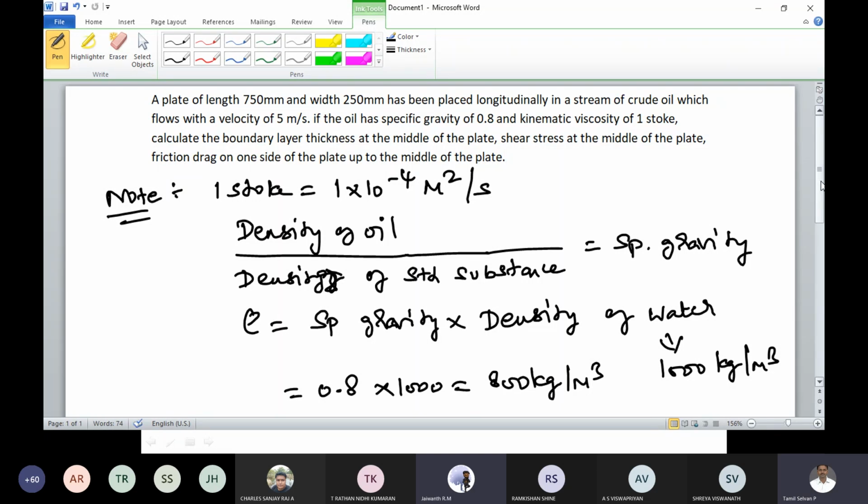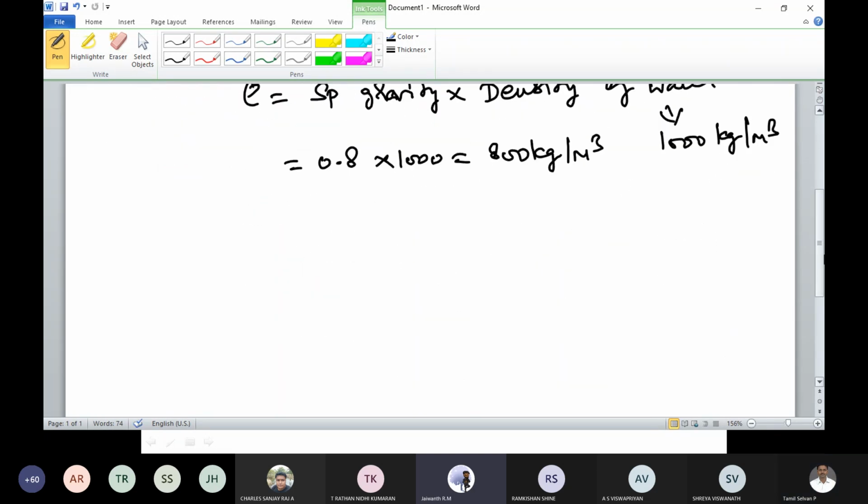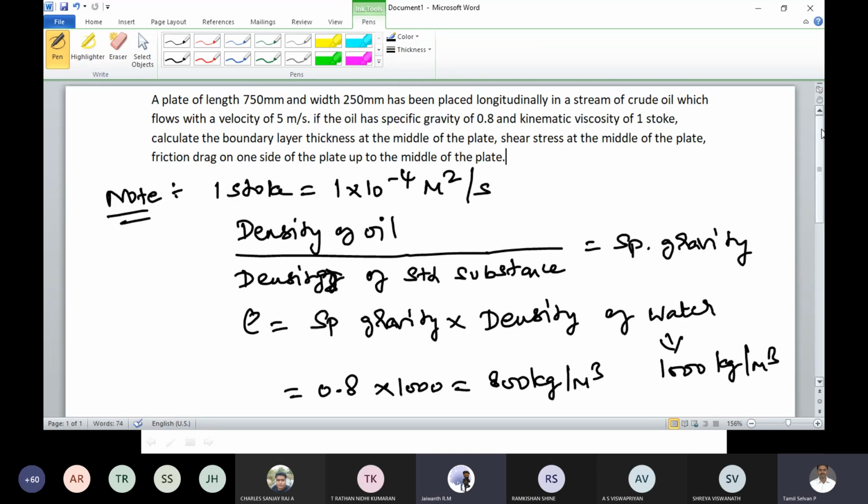Now all of you have taken down that? Yes, sir. Now we have the flat plate, and the oil is flowing over it, up to the middle of the plate, 750 mm length and 250 mm width. Velocity is given as 5 meters per second.